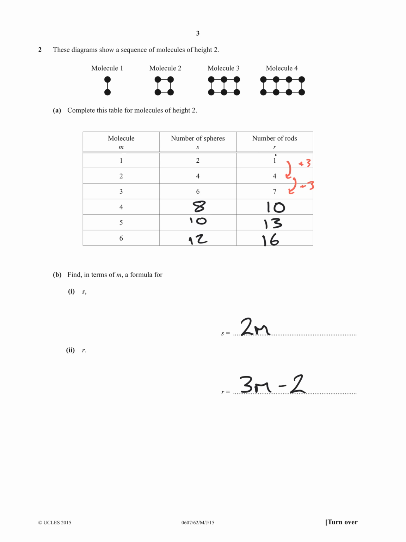And marks for this page, again, we're looking at 3 marks. What have we got? First one for the entirety of the table, second one for the 2M, and the third one for 3M minus 2.